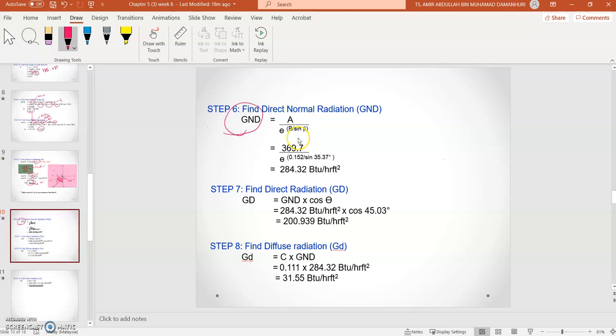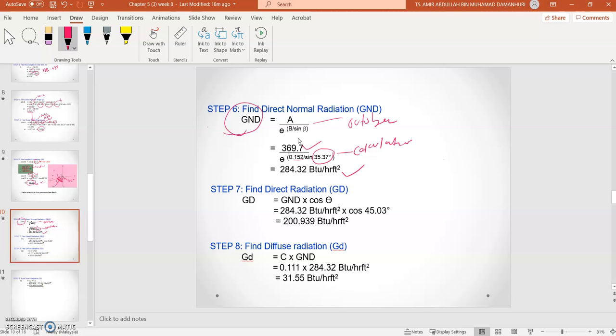The value of A is from the table of October, this one 369.7, and then this is the exponent value. You just put into your calculator the value of exponent. This is the value of B on the month of October. So this is referred to the month of October here. So the value of B is 0.152 divided by sine beta. So sine beta is from the previous calculation here. So you get the answer of GND is 284.32 BTU hour feet square.